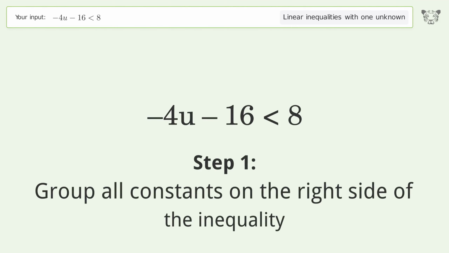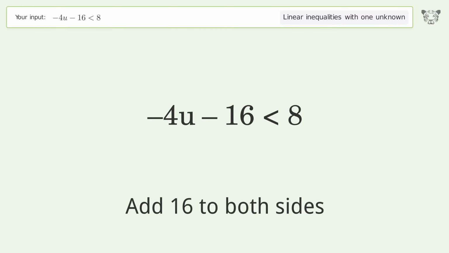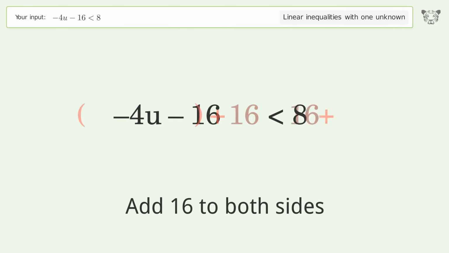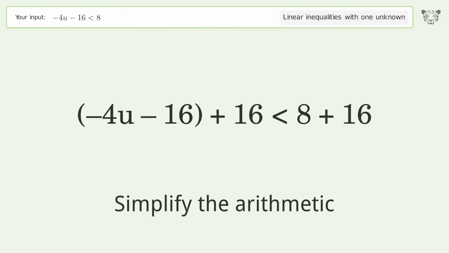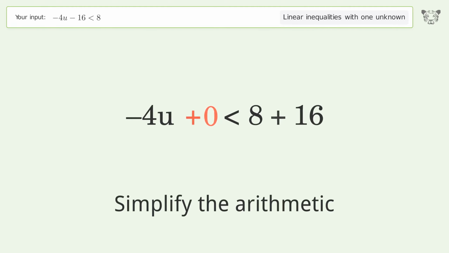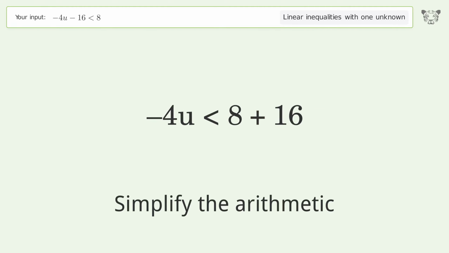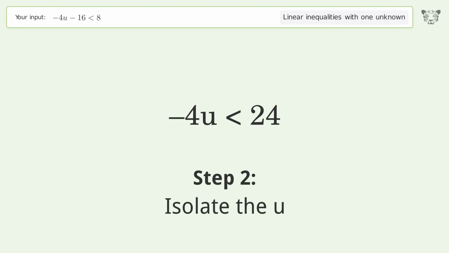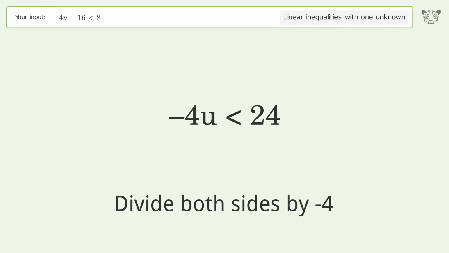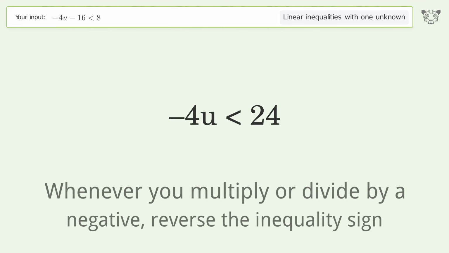Group all constants on the right side of the inequality. Add 16 to both sides. Simplify the arithmetic. Isolate the u. Divide both sides by -4. Whenever you multiply or divide by a negative, reverse the inequality sign.